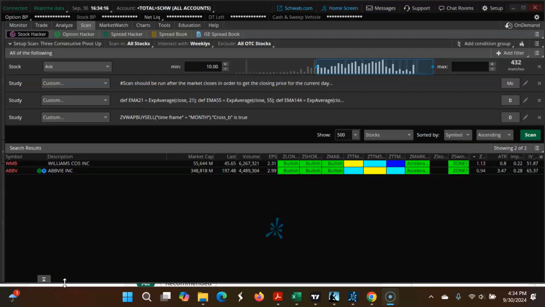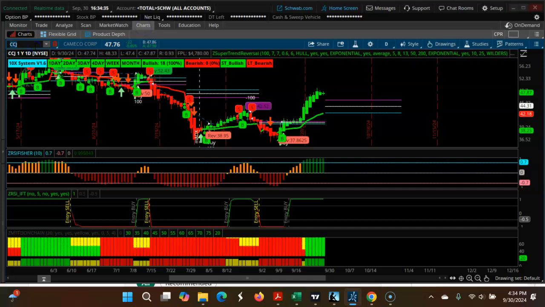So in this video we are looking at 3 CPR bullish scan for a monthly. So we are using CPR monthly, and then we have also VWAP. Okay, so now we see two stocks, WMB, ABBV charts.